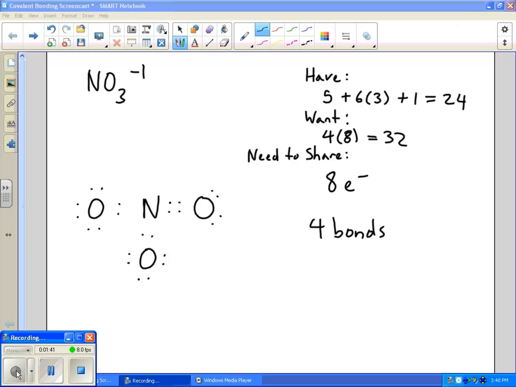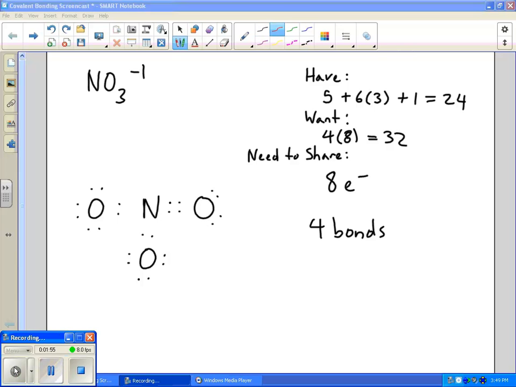To check our work, we need to count and make sure we didn't use any more electrons than we have to begin with. Counting them right here, I see that I have 24 electrons. After that, we need to make sure that each atom has 8 like it wants. So we're going to do that now.